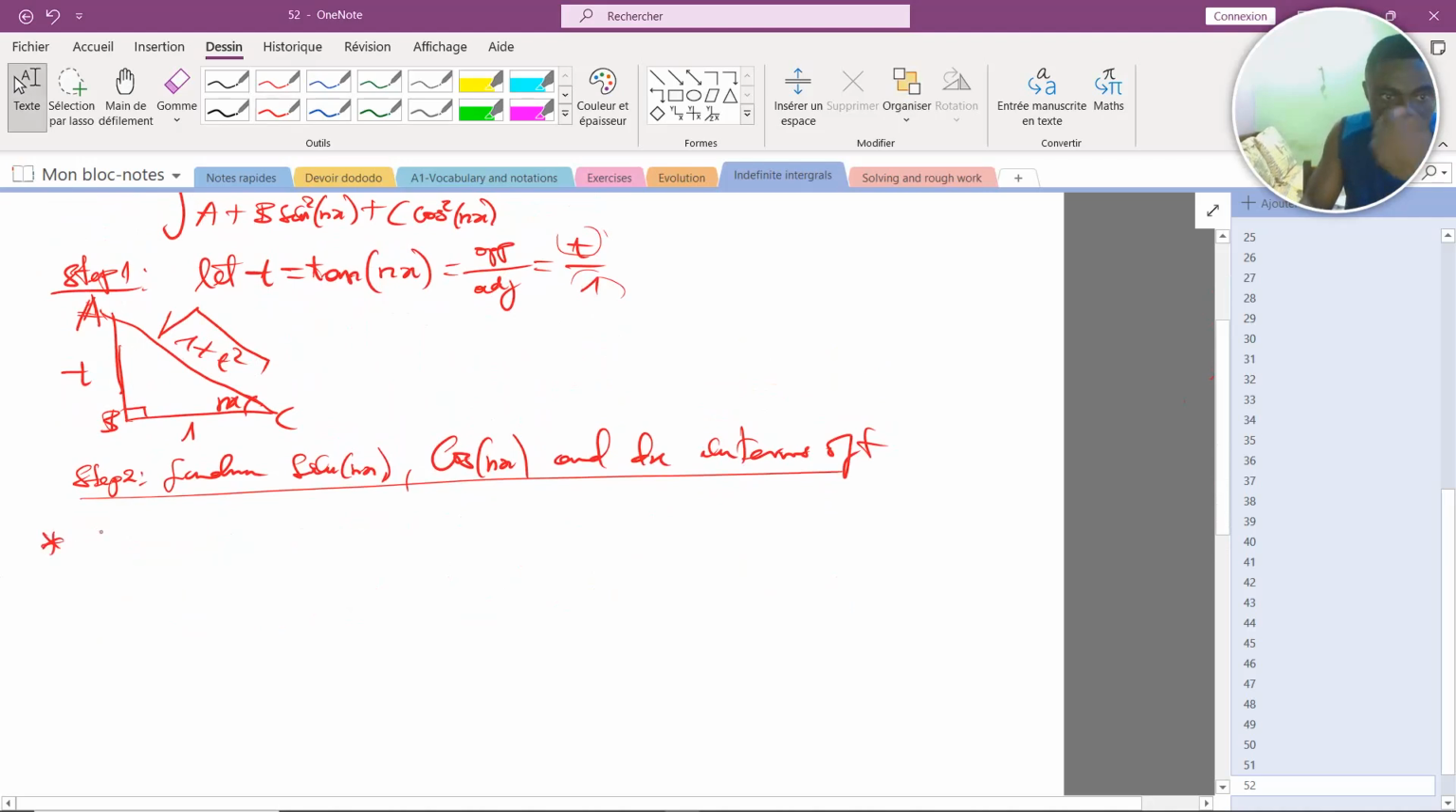Let's start by finding sine nx. We can find sine nx from our triangle ABC. We have sine nx, which will be what? Sine is equal to what?